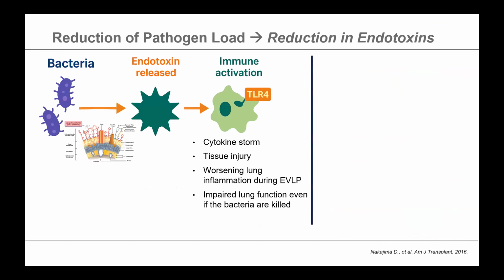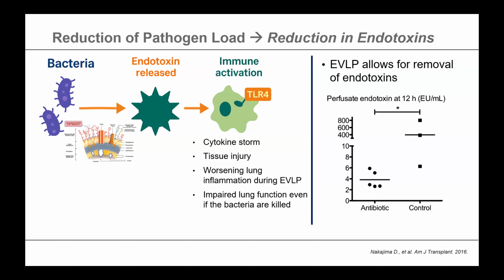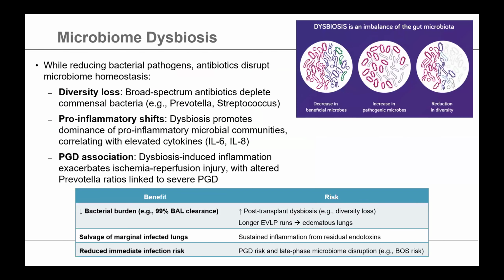Because we know that the reduction of the pathogen load does lead to endotoxins. Gram-negative bacteria release endotoxins during cell replication and death, and the lipopolysaccharide molecules are found in the outer membrane of gram-negative bacteria. And LPS is highly pro-inflammatory and triggers a massive immune response through toll-like receptor 4 activation on immune cells. And this immune cell activation can cause cytokine storm, tissue injury, worsening lung inflammation during EVLP, and overall impaired lung function, even if the bacteria themselves are killed. And though EVLP does allow for removal of endotoxins, it's not full removal. So it's not completely free when we think about trying to reduce the bacterial burden.